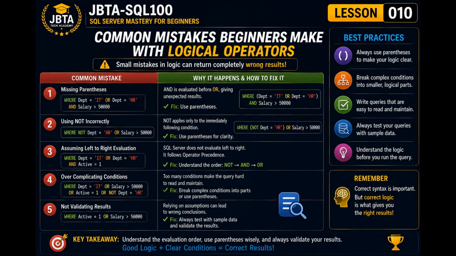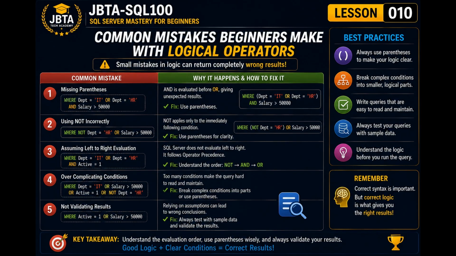One more mistake is not validating the results. Never assume the output is correct. Always compare the returned rows with the business requirement. Ask yourself a simple question. Did this query return exactly the data I wanted? If the answer is yes, your logic is correct. If not, review your conditions and check the evaluation order.